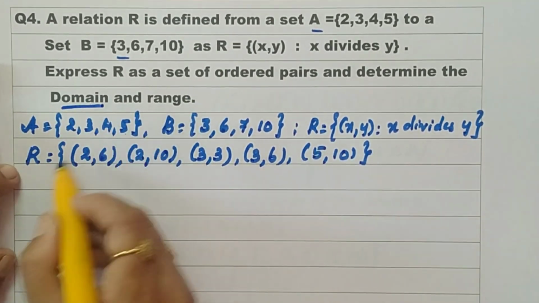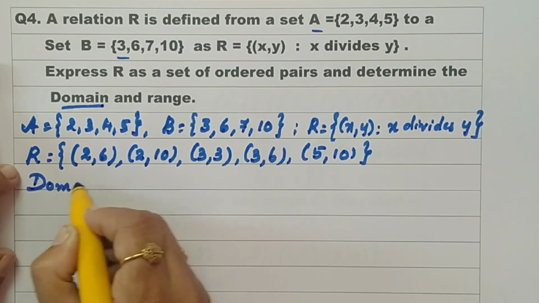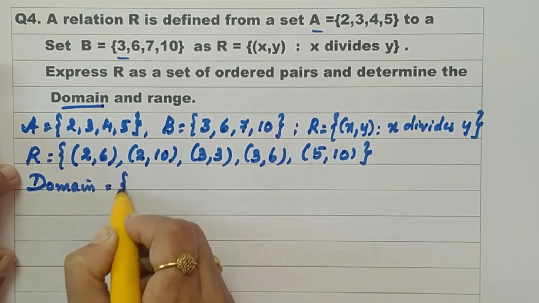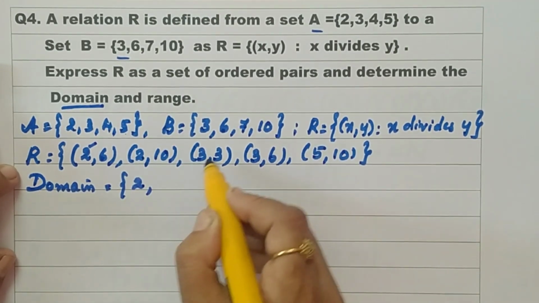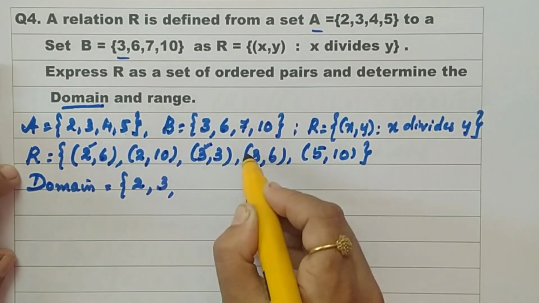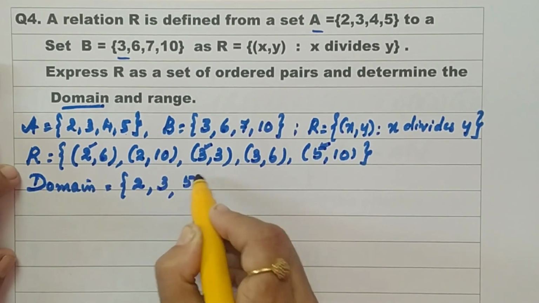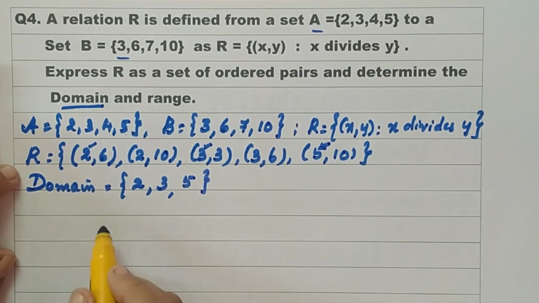Now you are asked to write the domain and range. Domain equals the collection of all first elements in the relation. 2, again a 2, no need to write, repetition not allowed. 3, again a 3, no need to write. 5. So domain consists of the elements 2, 3, 5.